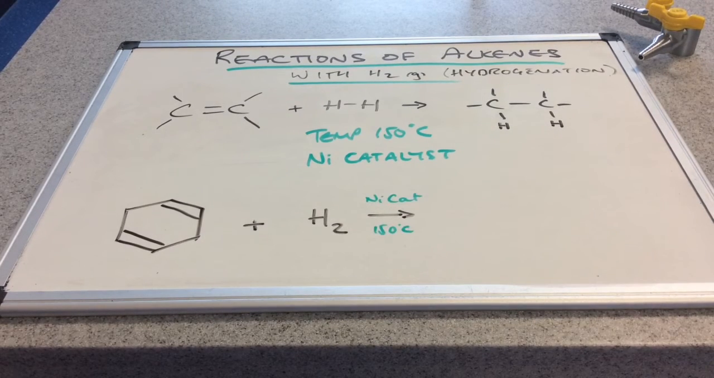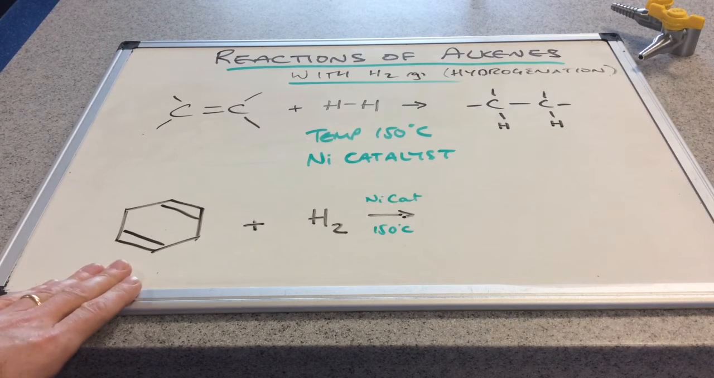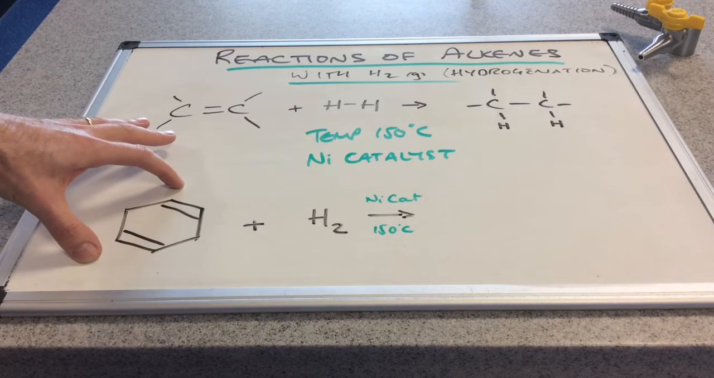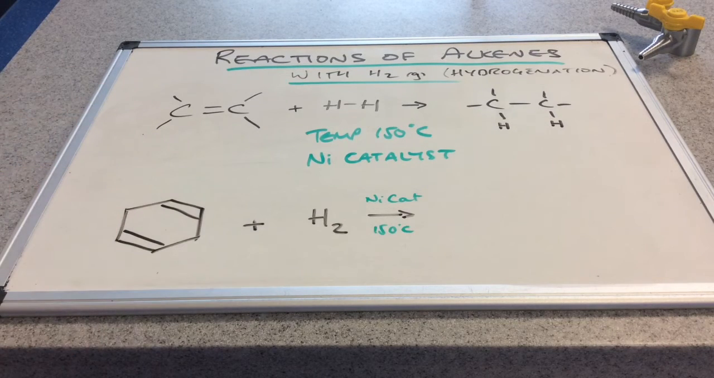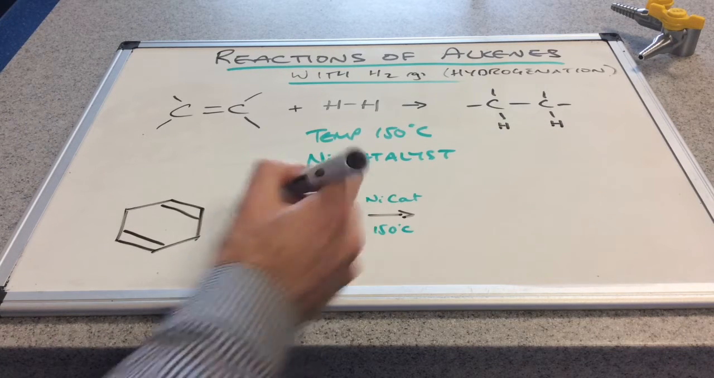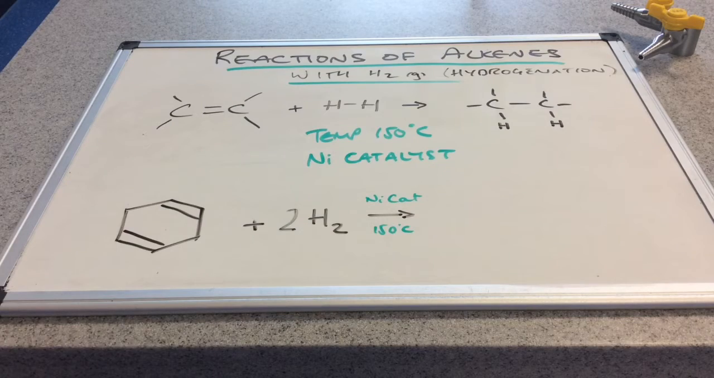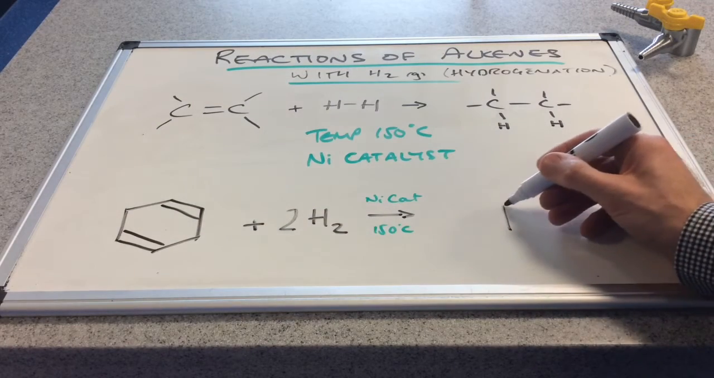We'll look at a quick example. So we've got a cyclic alkene, but it's got two carbon-carbon double bonds. So that's obviously going to need 2 moles of hydrogen to fully react, and the product will just be cyclohexane.